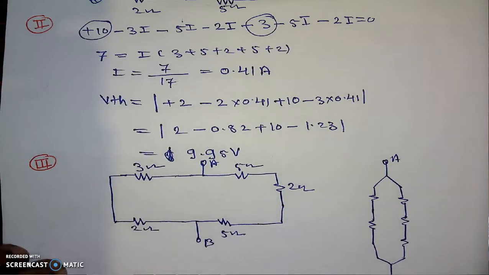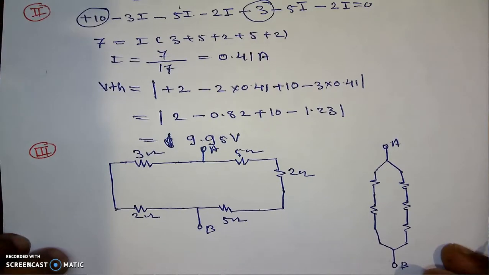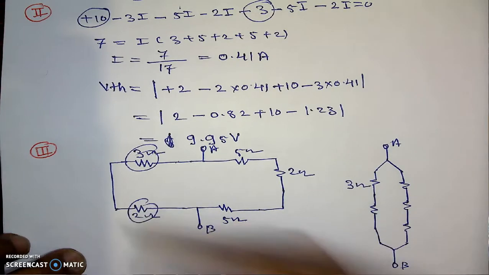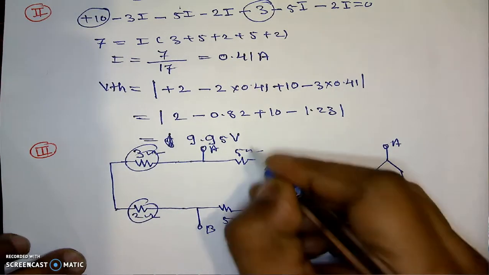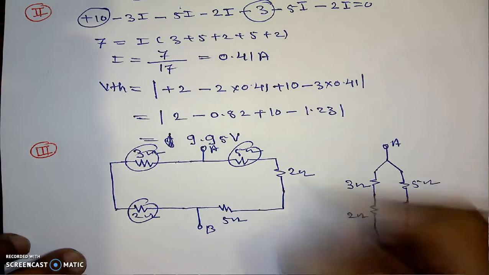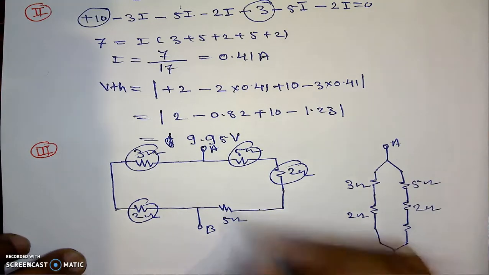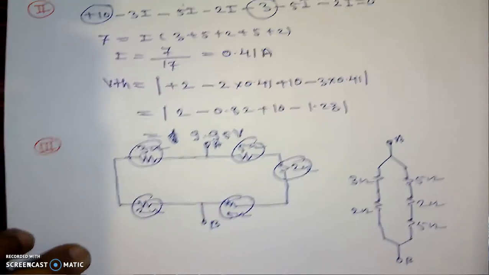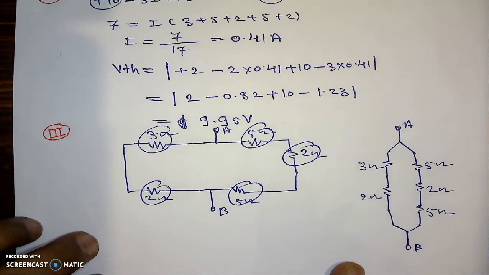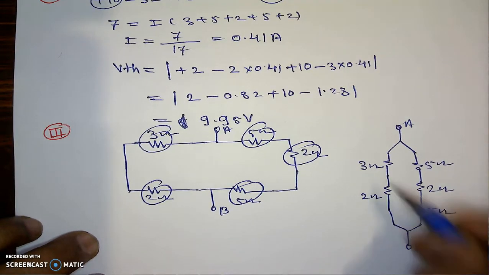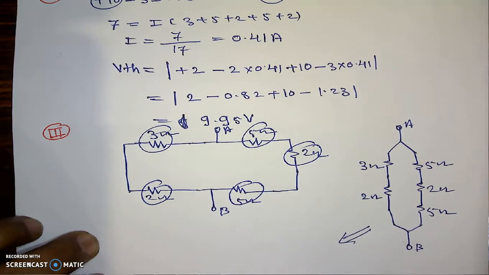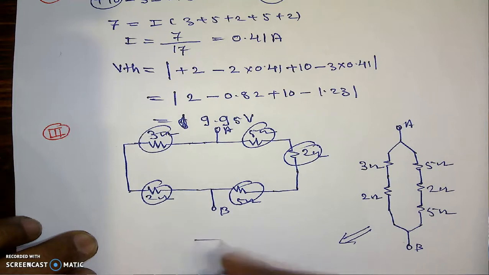Here will be the B terminal. This is B. This 3 ohm will be here. This 2 ohm will be here. This 5 ohm will be here. Here is 2 ohm. Here is 5 ohm. Now we have the simple figure. Series and parallel. Now here in this case, 3 and 2 are in series. I will extend this figure in this way.